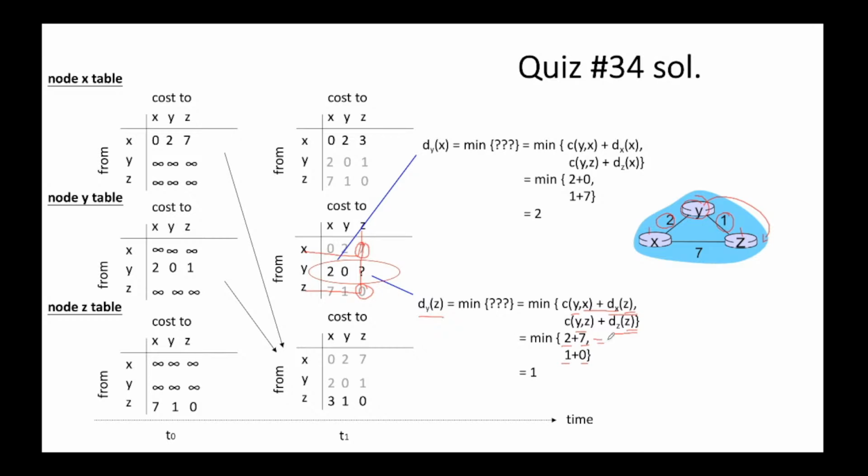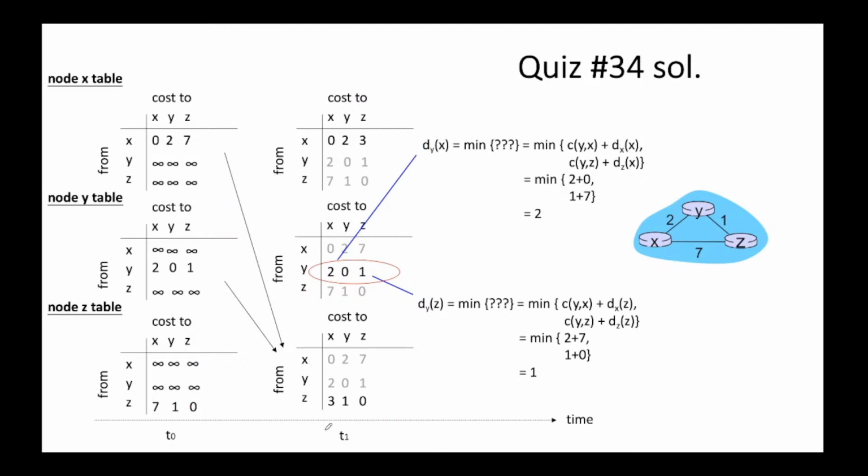And 9 comparing to 1, which one is shorter? 1 here. At this point, we can also update the entry dyz. And this is how we come to the distance vector of y. So we now finish deriving all the distance vector tables at time t1.